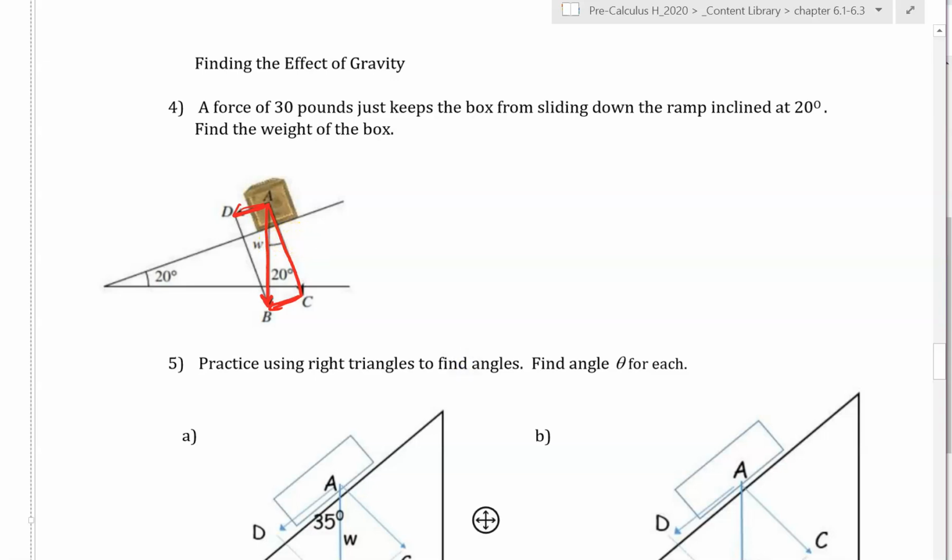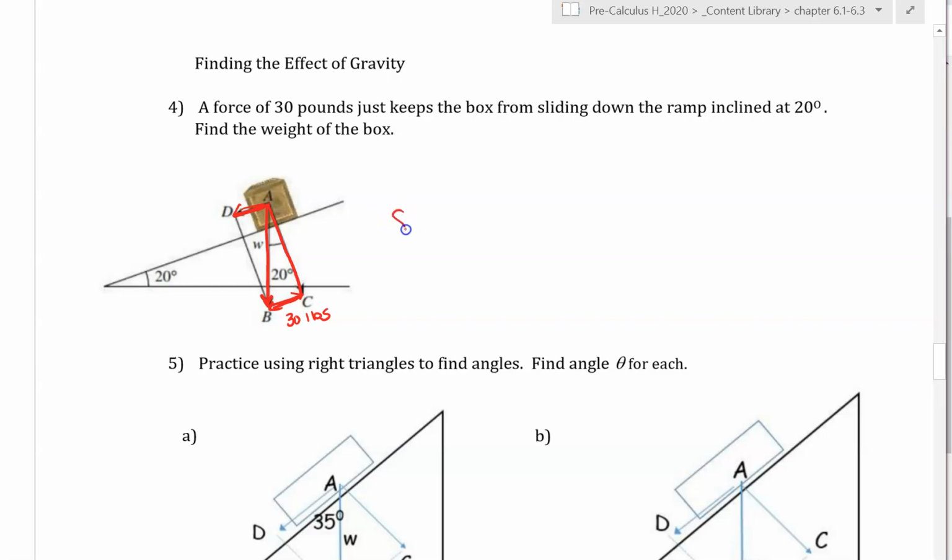So if they tell us that a force of 30 pounds just keeps the box from sliding down the ramp, okay, that would be 30 pounds right here. That would be parallel to the ramp. So that's the component of gravity, AB, of the weight of the box, that just keeps the box from sliding down the ramp. So that would have to be parallel to the incline.